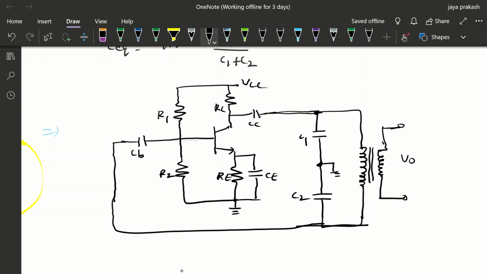So this CC is the coupling capacitance, this CE is the emitter bypass capacitance, and this CB is the input capacitance. In place of RC, we can also use an RFC, a radio frequency choke. This radio frequency choke permits easy flow of direct current, but at the same time it offers very high impedance to high frequency currents, so that it draws only DC current from the DC power supply.